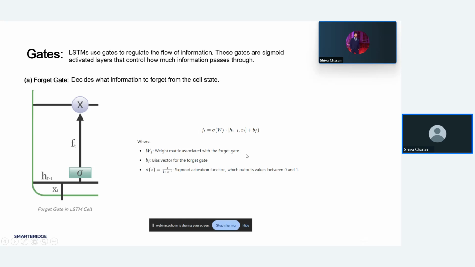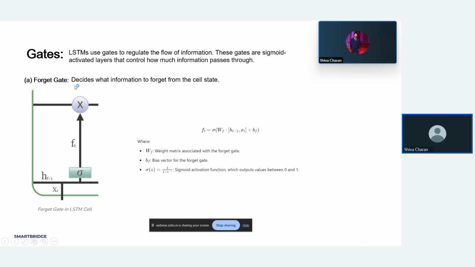Okay, now we'll discuss this gate, what exactly this forget gate is. LSTM uses gates to regulate the flow. These gates are sigmoid activated layers. Remember the sigmoid activation function, where the output will be 0 to 1. The sigmoid activation function, or a particular activated layer, is used to control how much information should pass through. Firstly, the forget gate will be considered.